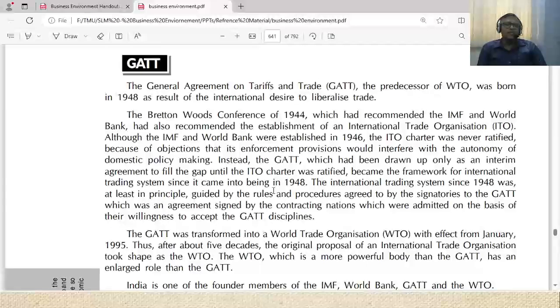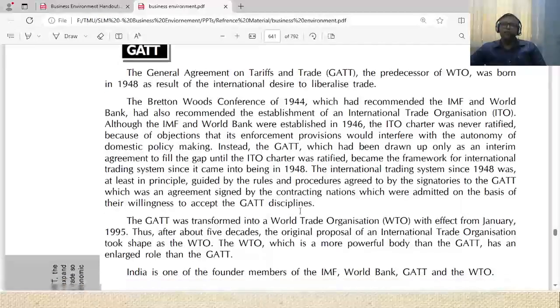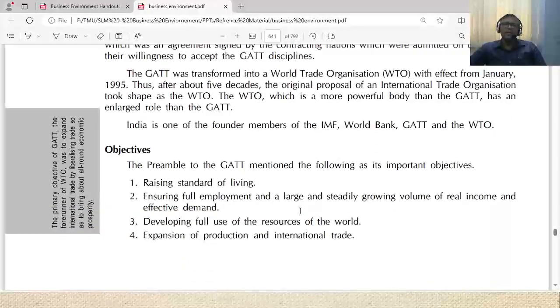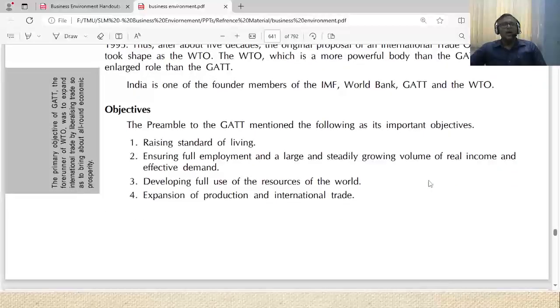The GATT was transformed into the World Trade Organization with effect from January 1995. Thus, after about 5 decades, the original proposal for the International Trade Organization took shape as the WTO. The WTO, which is a more powerful body than the GATT, has an enlarged role. India is one of the founder members of the IMF, World Bank, GATT, and also the WTO, that is World Trade Organization. The major objectives of the GATT are as below.